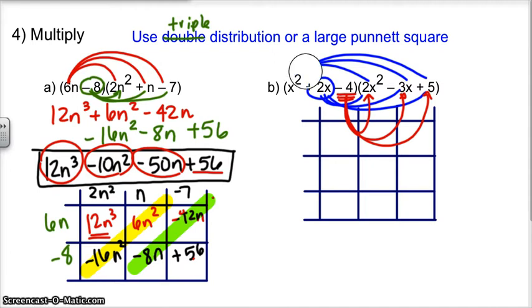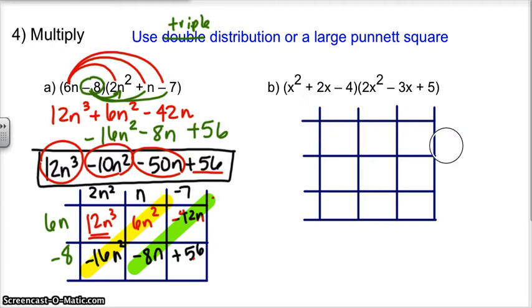For problems this large, the Punnett square method is going to be your best bet organizationally. So I'm going to have my x squared, my positive 2x, and my minus 4 down the side. I'll have this 2x squared minus 3x and a positive 5 along the top. All right, say it to yourself as you multiply. A 1x squared times a 2x squared. 1 times 2 is 2, but I have 4 x's there.